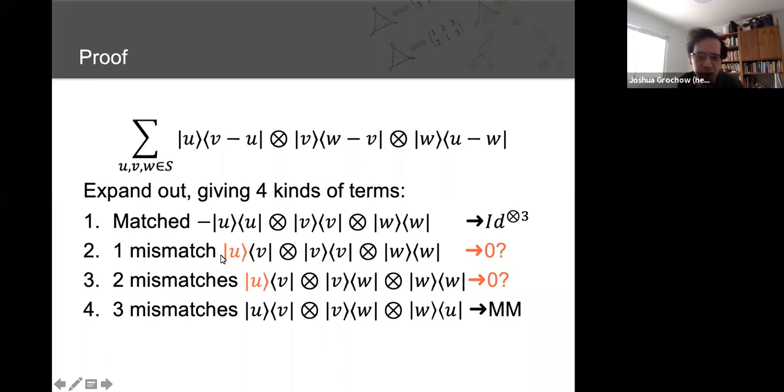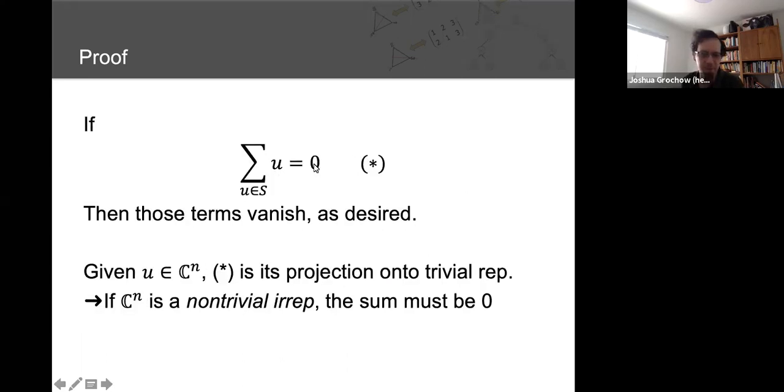Well, one thing to notice is if I'm summing over U, V, and W here, in this term, U only appears once, which means I can factor out the sum over U. And the same is true when I have 2 mismatches. So what this tells me is if that sum over U is 0, then the sum over all U, V, and W of things like this is 0, because that sum over U factors out. So this is just what I just said. If the sum over all the vectors in my set is 0, then those 2 middle terms vanish, which is what we want.